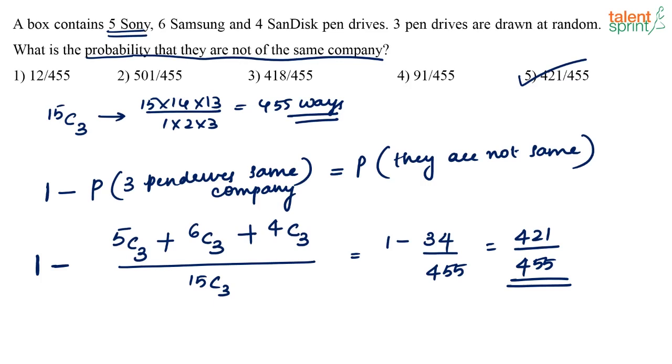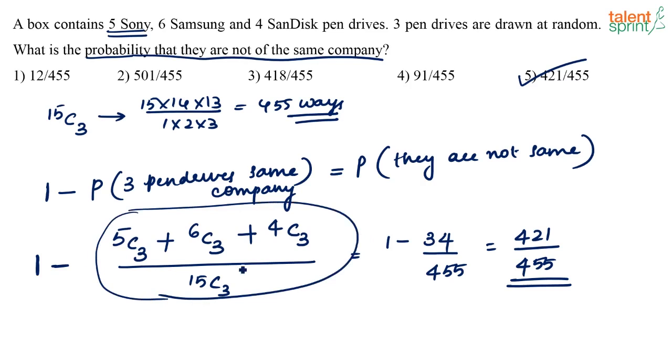I first find out what is the probability that all the 3 pen drives I pick up belong to the same company. So I look at the various possible cases, find that probability, I subtract that from 1. When I do that, I get the probability that they are not of the same company. So correct answer will be 421 by 455.